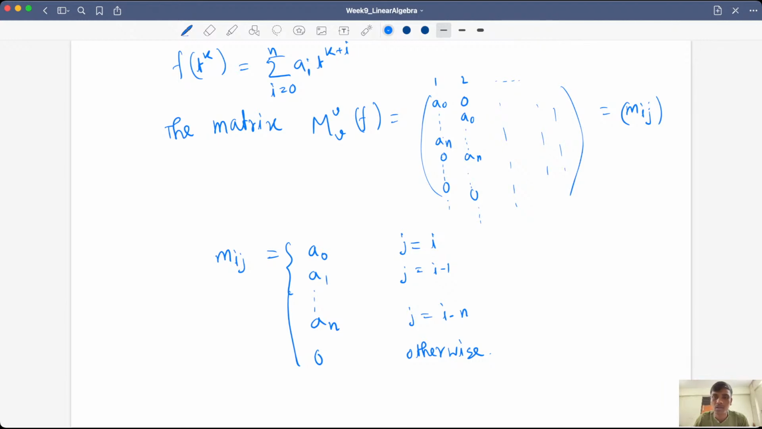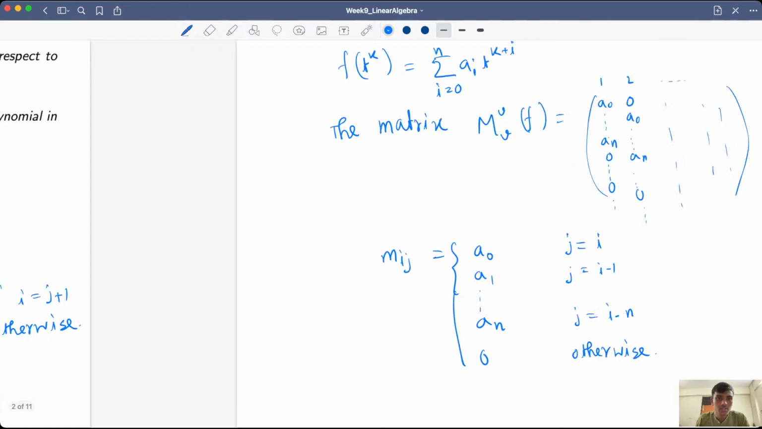So we get the m_ij as this, because the first nonzero entry always appears at the diagonal. So whenever i and j are the same, the entry is always a_0, and for the next, just below the diagonal, you have a_1, so there j is i minus 1, and so on up to i minus n, right? So fine.